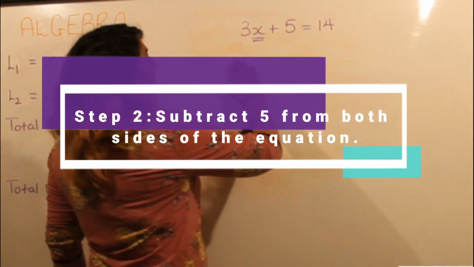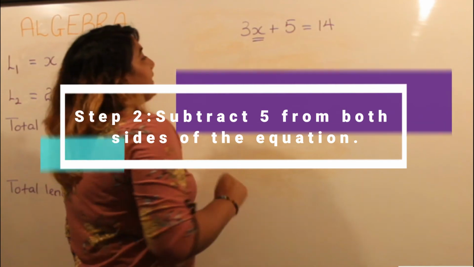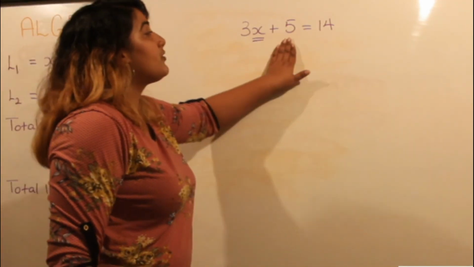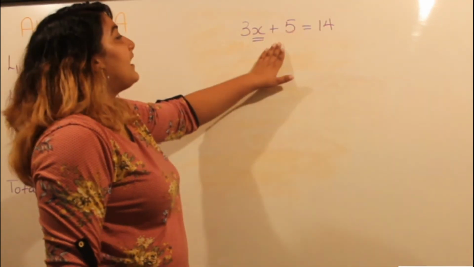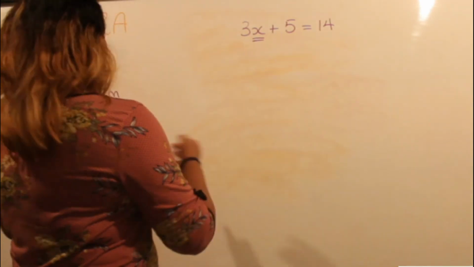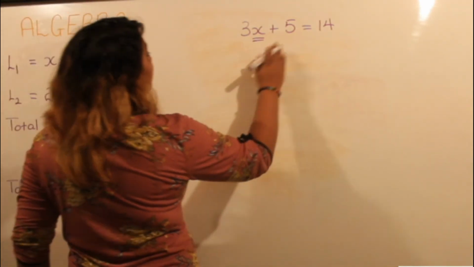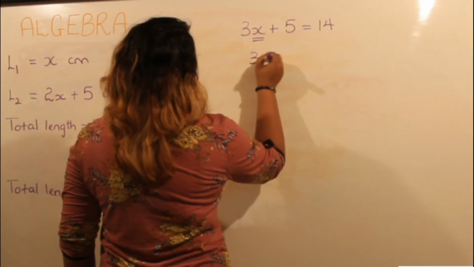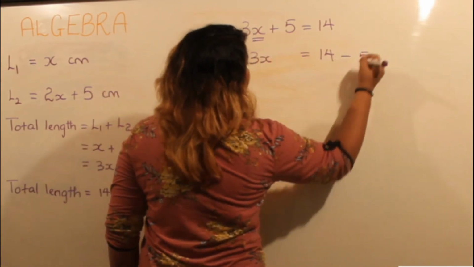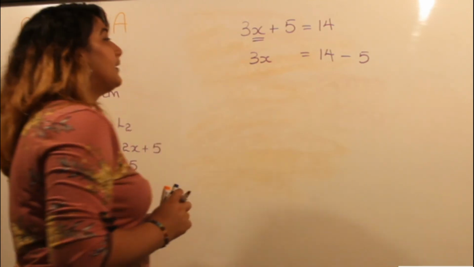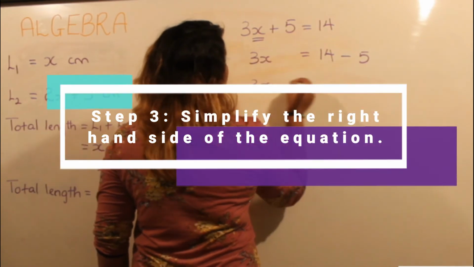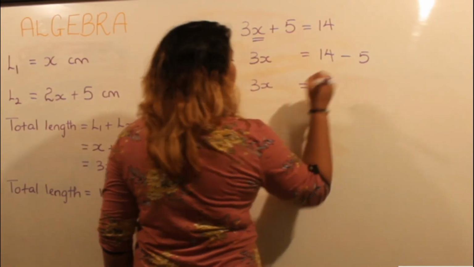So if I have 3x plus 5 is equal to 14, and I want to solve for x, then I need to subtract 5 from this side and also from this side. Alright? So let's subtract 5 from both sides. Now 3x plus 5 minus 5 will just leave me with 3x. And then 14 minus 5 on this side will give me 9. So next I'm going to write 3x is equal to 9.